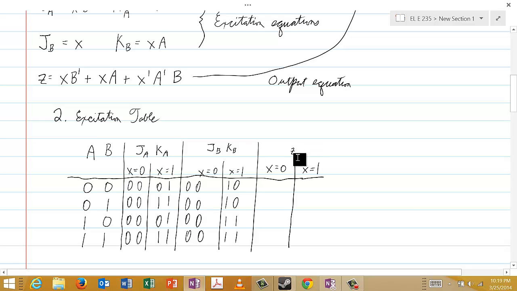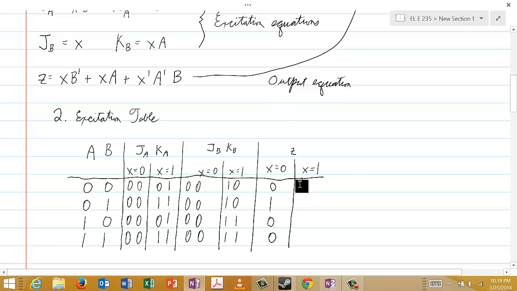And now let's see about Z. When X is equal to 0, this term drops out, and likewise this term drops out. X prime will be equal to 1, and so we simply have A prime B. Again, when X is equal to 0, Z will be equal to A prime B. So that will give us 0 in this case, 0 in this case, 1 in this case, and 0 down here.